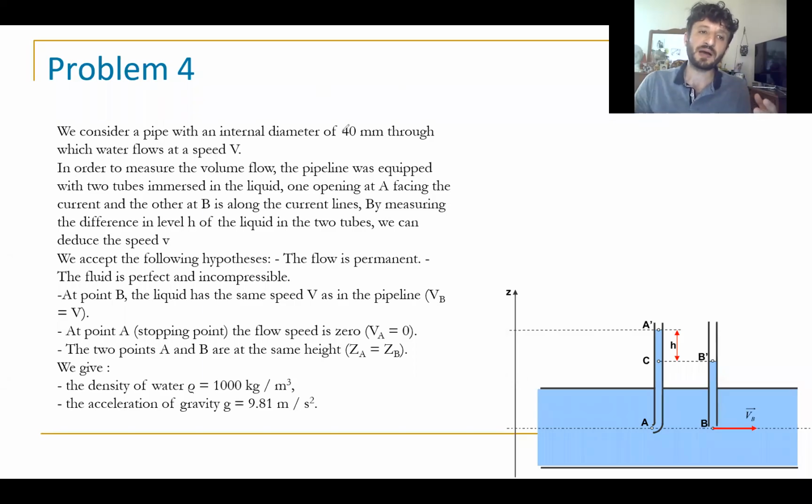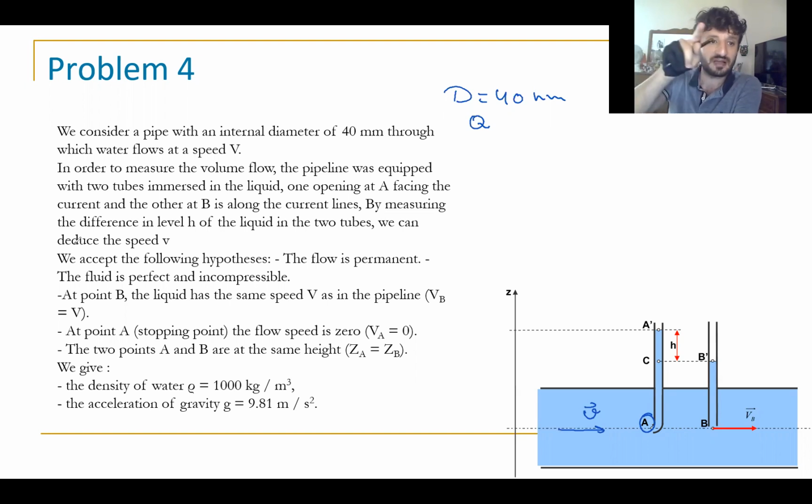So we consider a pipe with internal diameter D equals 40 millimeter, where water flows inside with a velocity V. In order to measure the volume flow, I want to find Q. The pipeline was equipped with two tubes immersed in the liquid. As you see, we have these two tubes, one opening at A facing the current. As you see in the figure, it's like this. The point B is along the current lines.